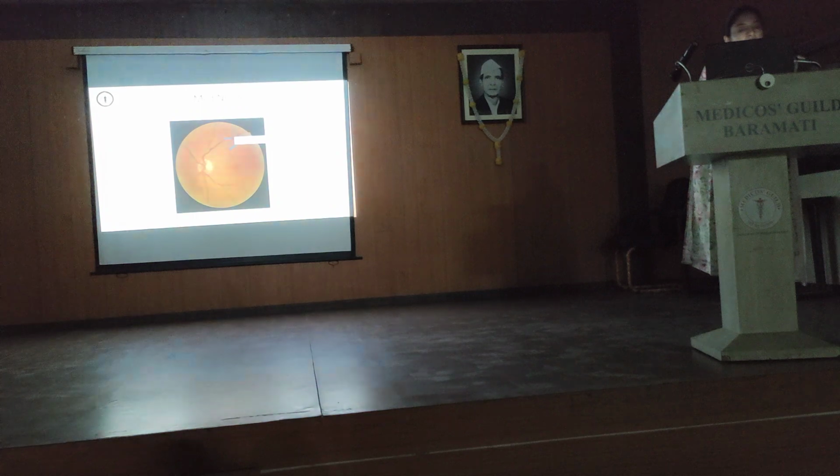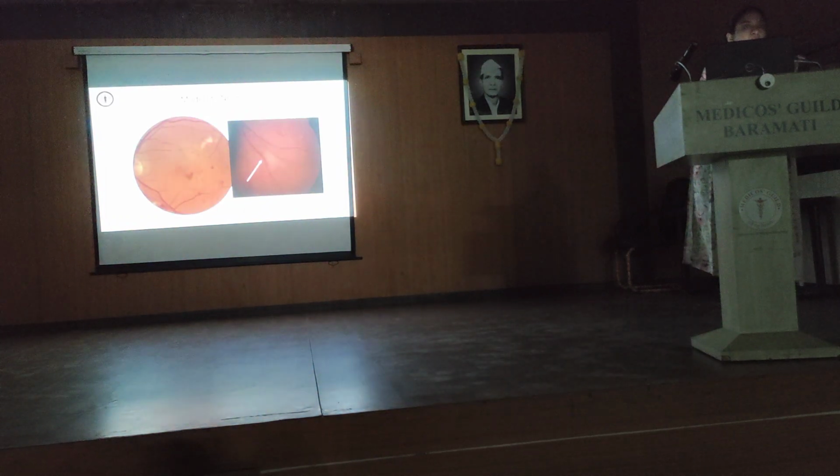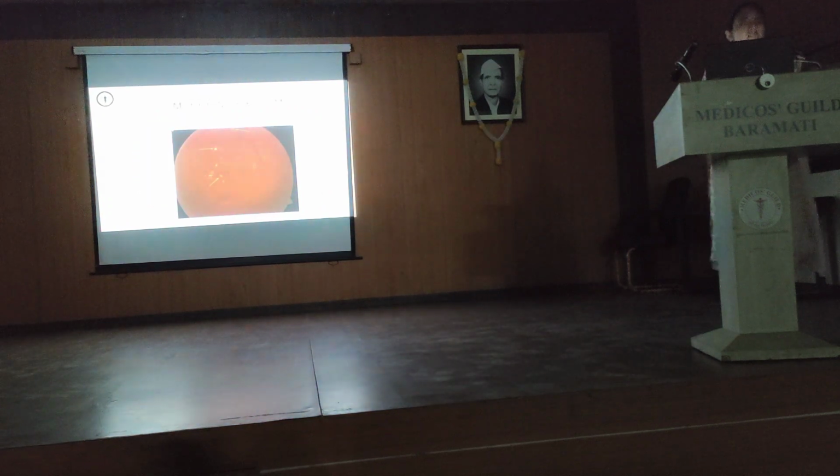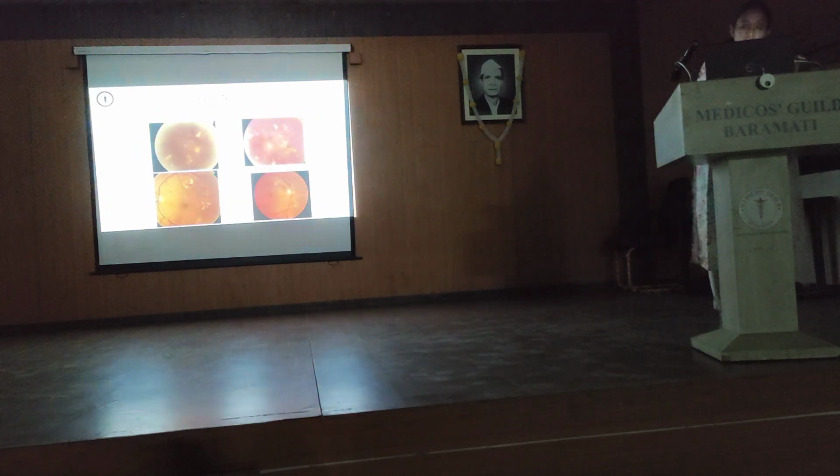Coming to the classification again, mild NPDR will have just some microaneurysms, some hard exudates here and there, less than one quadrant, 1 to 2 quadrants in the retina. But moderate NPDR patients will have the same findings like hemorrhages and hard exudates in more than 2 to 3 quadrants, but less than 4 quadrants. If the patient has hard exudates and hemorrhages in all 4 quadrants, then we classify it as severe NPDR.